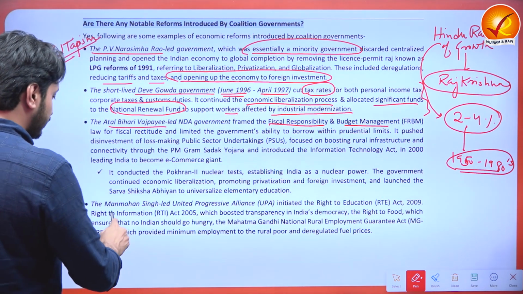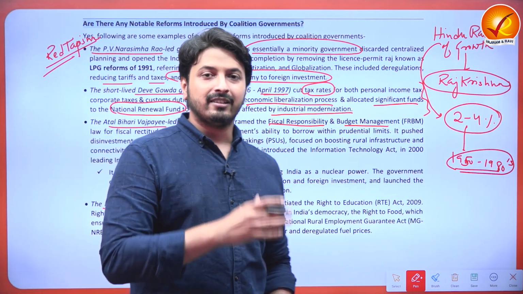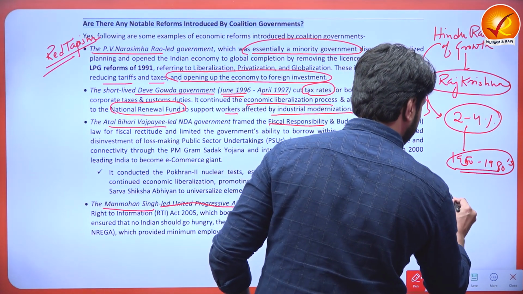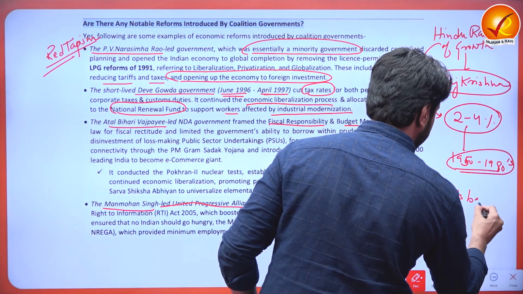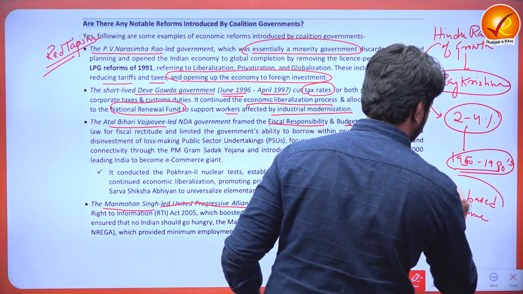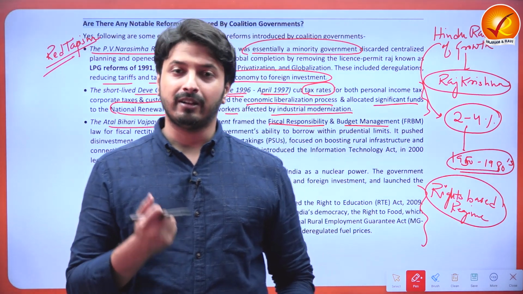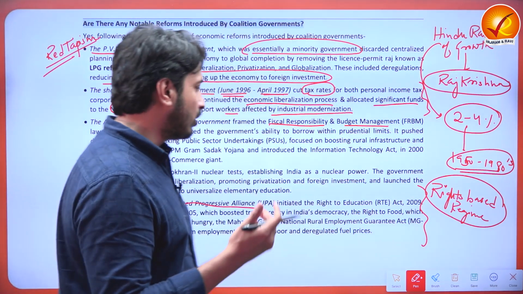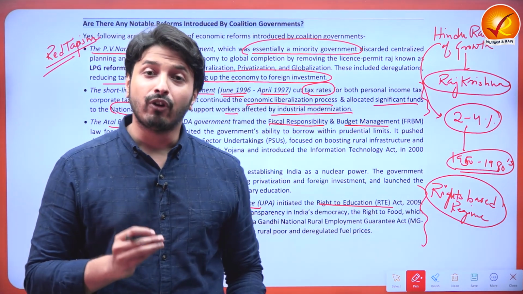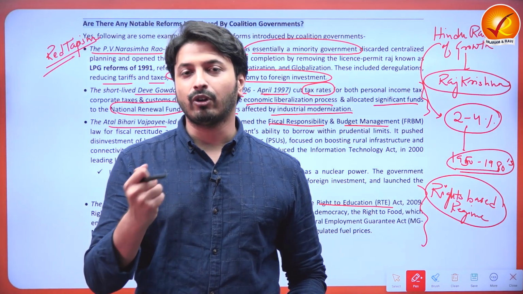And lastly, one of the most celebrated, the Manmohan Singh led UPA alliance, that is UPA 1 and UPA 2, is also known as the rights-based regime. Rights-based regime, because during this time 5 rights-based legislations were passed, which provided for a lot of developmental activities in our country. And what were these rights? Right to education, right to food, right to information, right to employment, and right to forest resources.